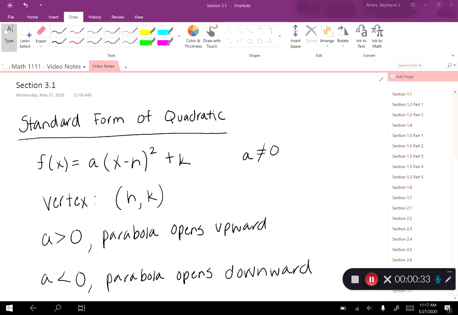When the a value is greater than 0, or a positive number, that means the parabola opens up. When a is less than 0, or when a is negative, that means the parabola opens down.